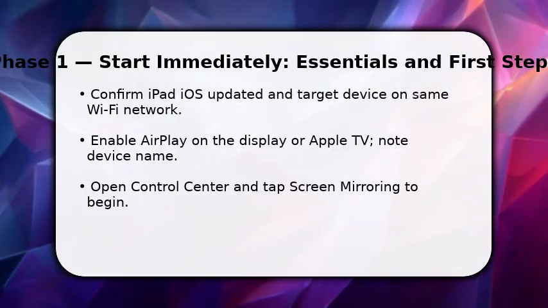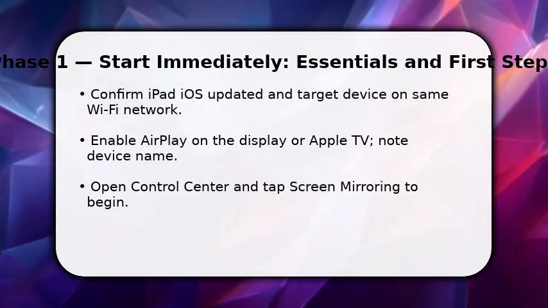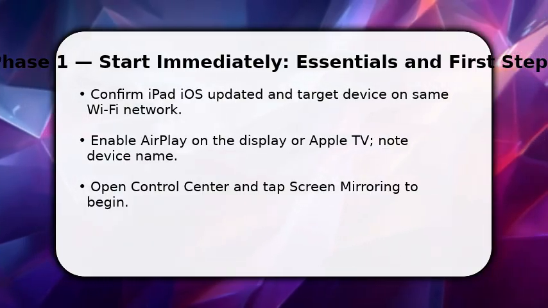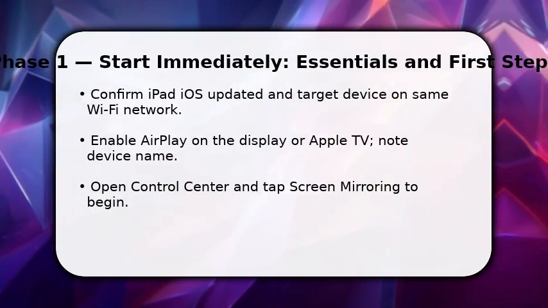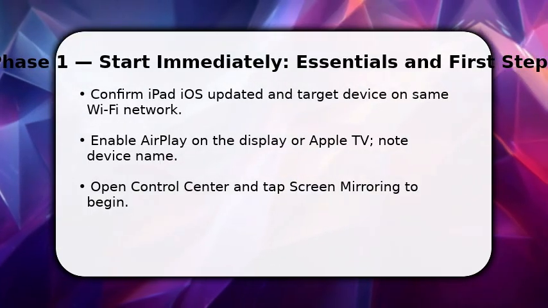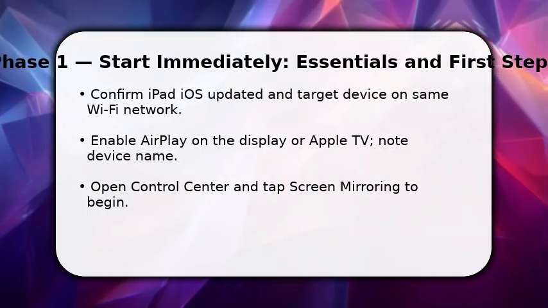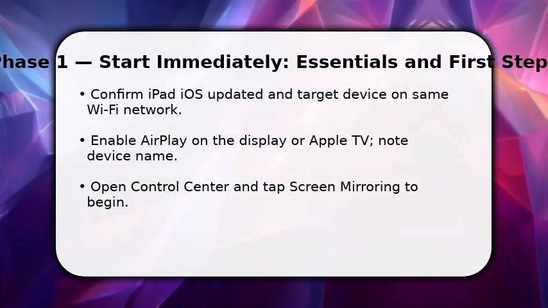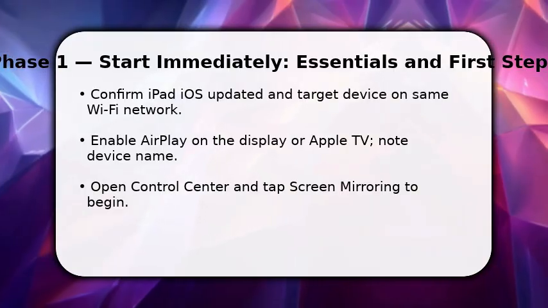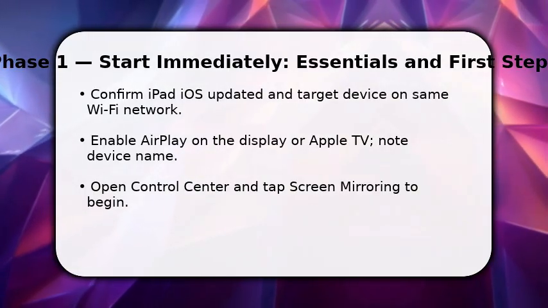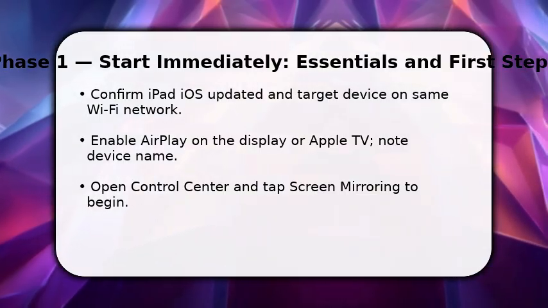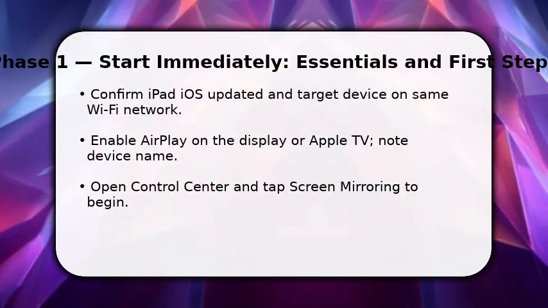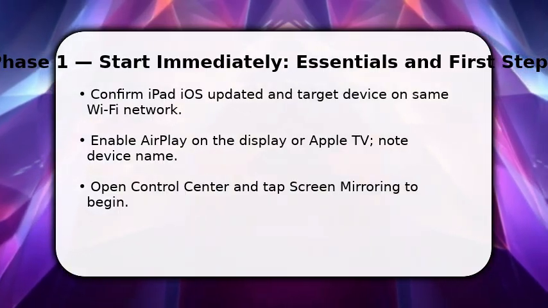You begin by confirming two essentials. Your iPad is on the same Wi-Fi as the target display, and AirPlay is enabled on that display. Once done, swipe into Control Center and tap Screen Mirroring. This starts the discovery process. If the device name appears, select it. This initiates the connection. You do this now to avoid time wasting. It's the quickest path to a live mirror and sets up everything for the next, slightly more detailed steps.